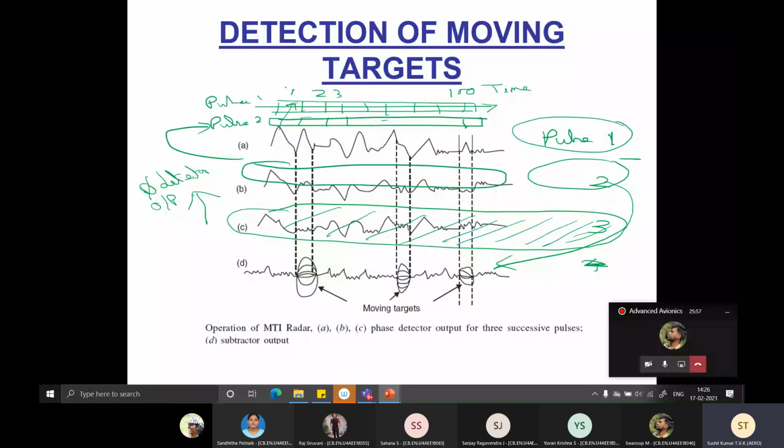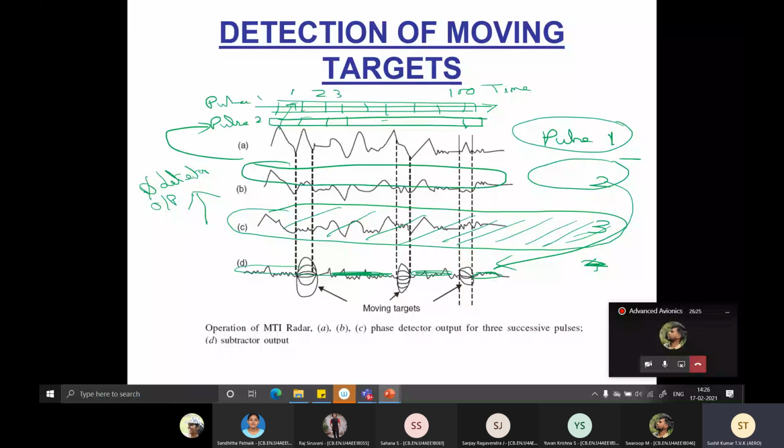Now all you have to do is subtract these two bins, and if it is a non-zero quantity, then it indicates that there is a moving target. Of course, there will be some noise and all those things. Anyway, you can have a threshold. If the difference is greater than so-and-so limit, then you declare it as a moving target.